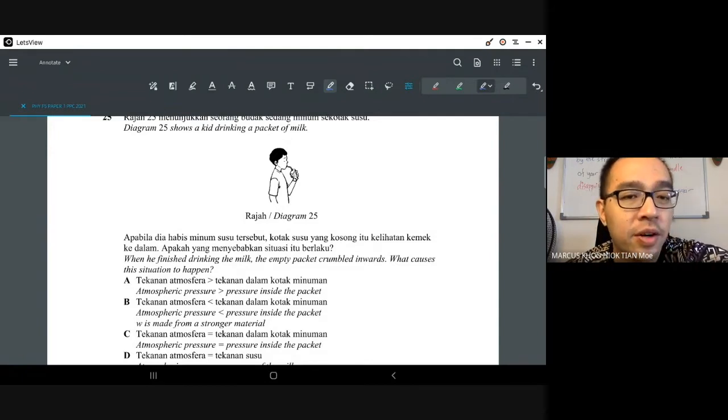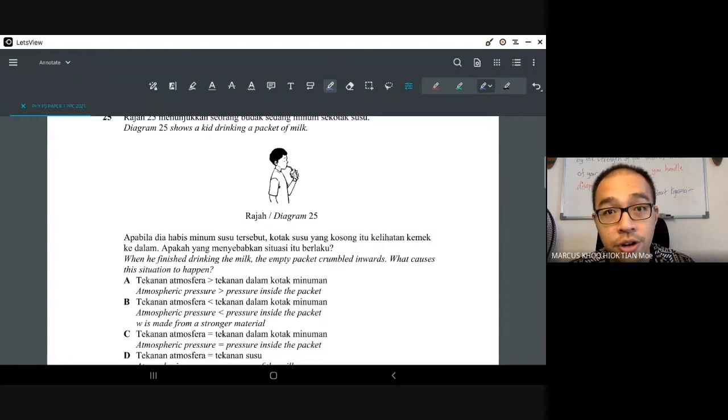If you remember, when you drink water from a straw, or you drink anything from a straw, what you're essentially doing is creating a vacuum, just sucking out all the air. What is actually pushing the water into your mouth is the pressure inside the box, or if it is a glass, it is the atmospheric pressure.